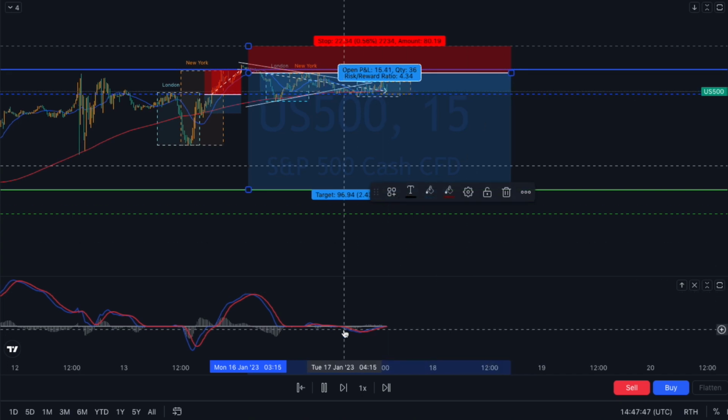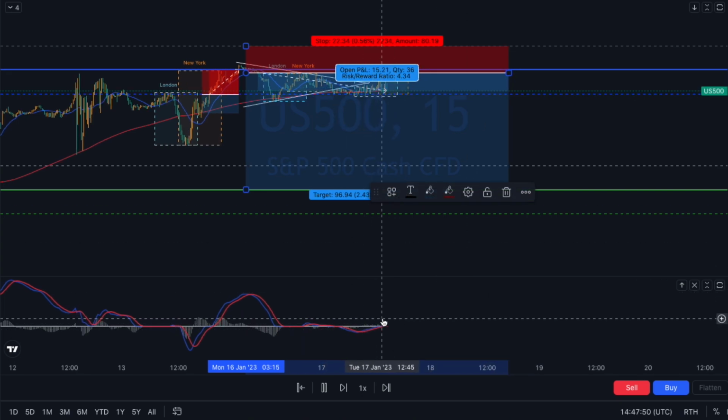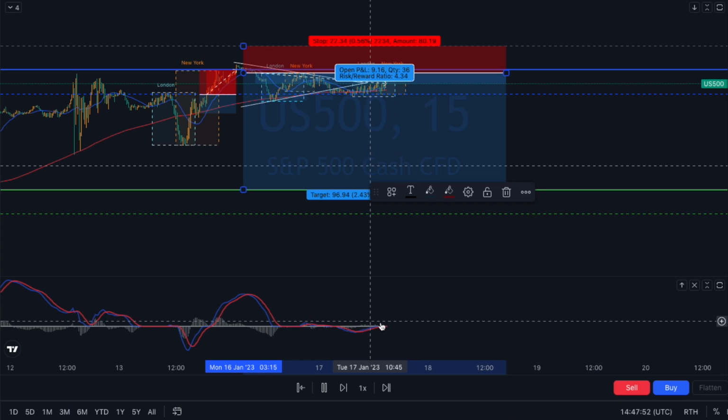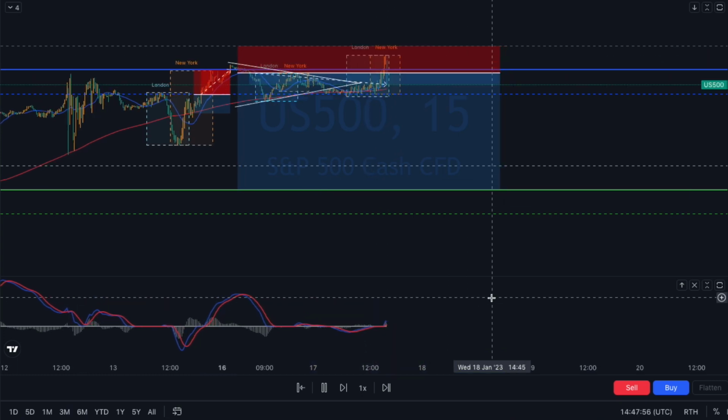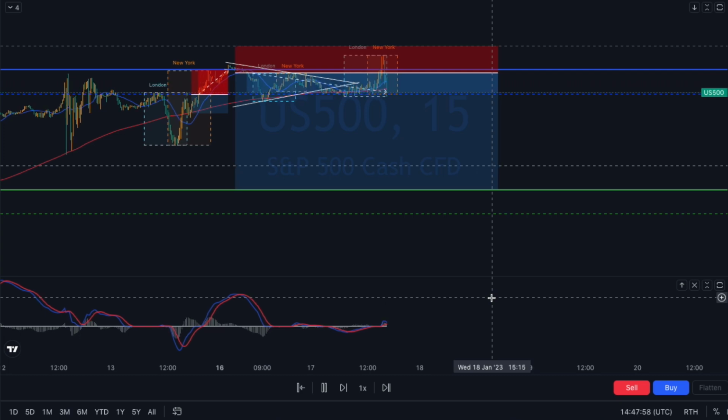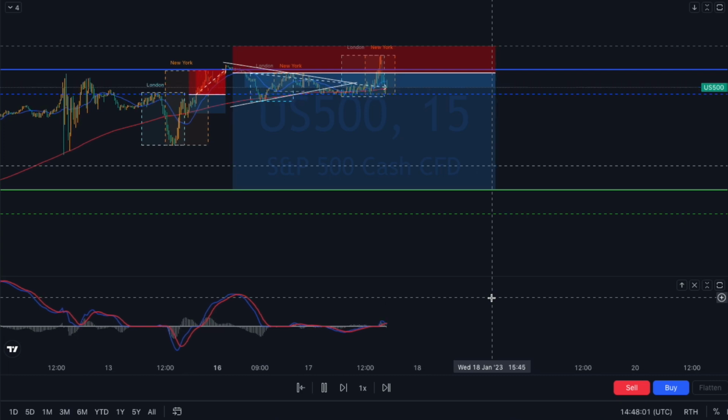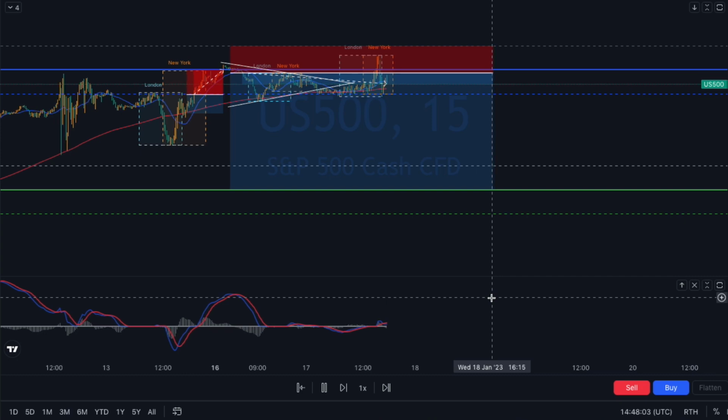This MACD that I'm using is the Impulse MACD. It's a much superior MACD than the one we're normally used to, or the one that I normally use. So there we have it, a push to the upside. That was possibly the news. So let's see what happens here.